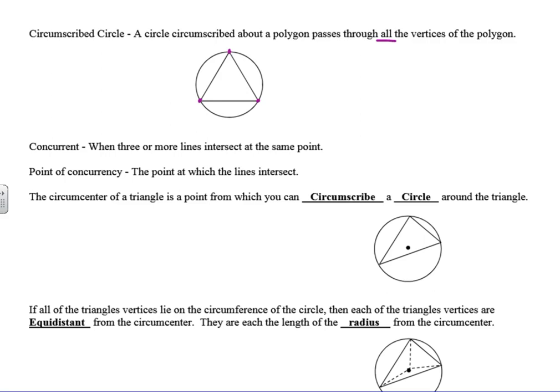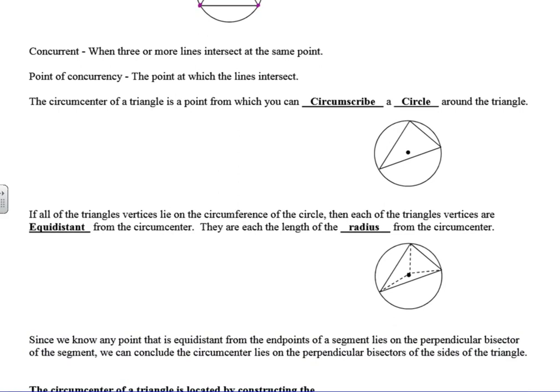things here, concurrent when three or more lines intersect at the same point, and the point of concurrency. So we've got a new vocabulary term called the circumcenter. The circumcenter of a triangle is the point from which you can circumscribe a circle around the triangle. So this point right here is the circumcenter of that.